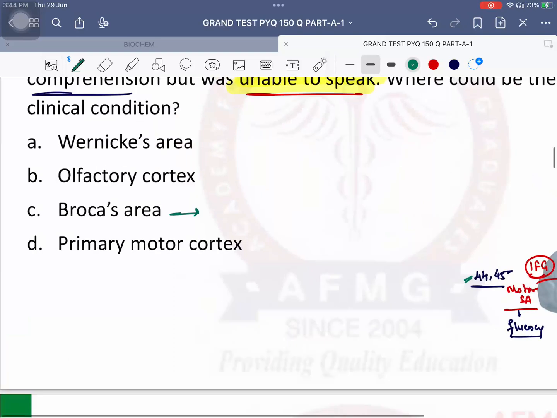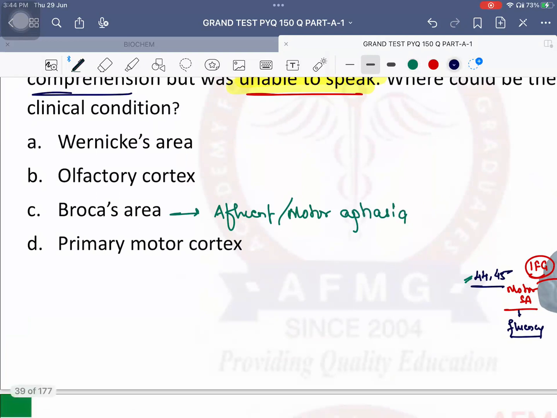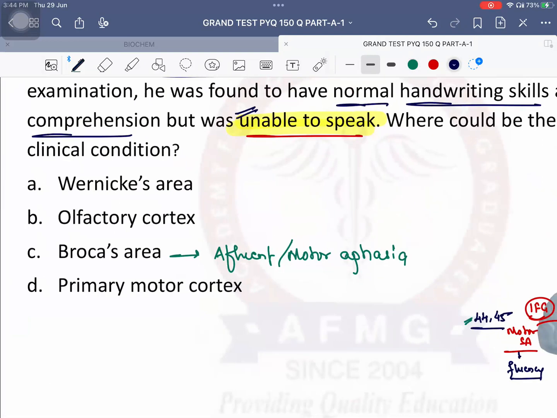Fluent or non-fluent aphasia? Definitely you will suffer from non-fluent aphasia, or you can call it motor aphasia. Here the patient is unable to speak. That means he is having damage to which region? Broca's area itself, because the patient is not able to speak anything.